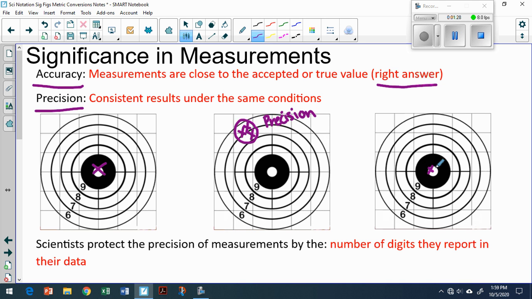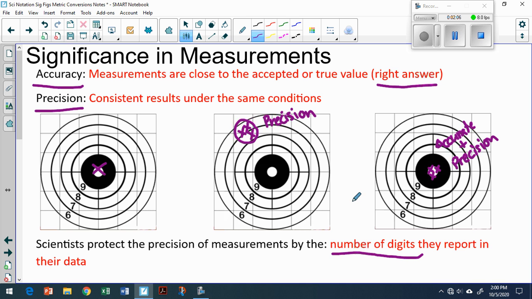However, let's say that I hit the target very well and I did it consistently, I would be both accurate and precise. So when looking at multiple data points, as scientists, we hope that our work is both accurate and precise. Now, when we discuss precision, we're really talking about if different scientists tried to make the measurement of the same thing, they should get the same result. And in order to make sure that that's the case, we pay attention to the number of digits we report.